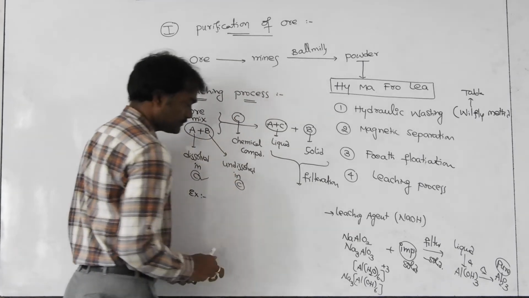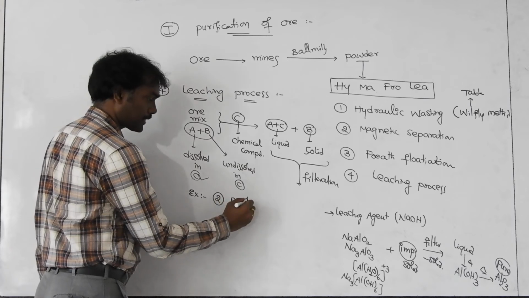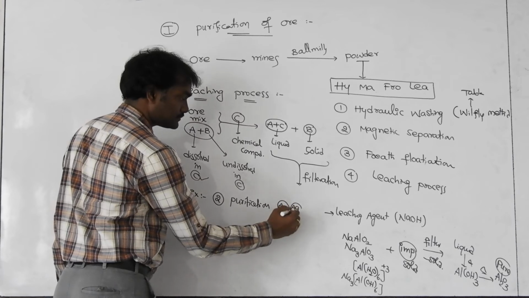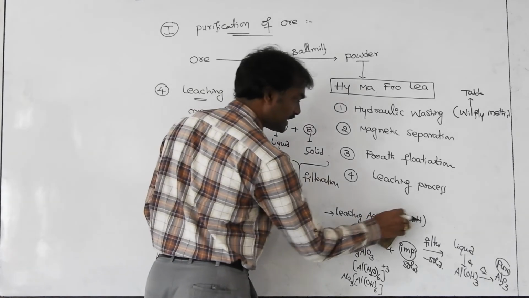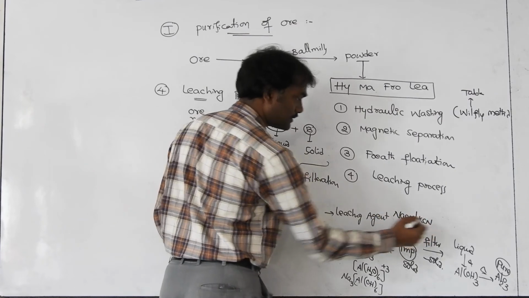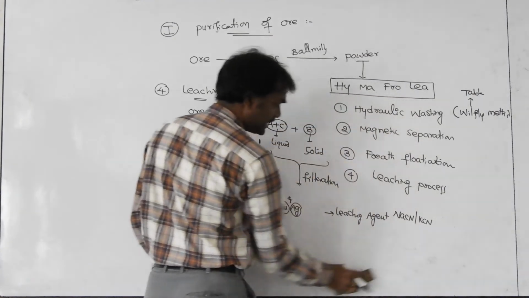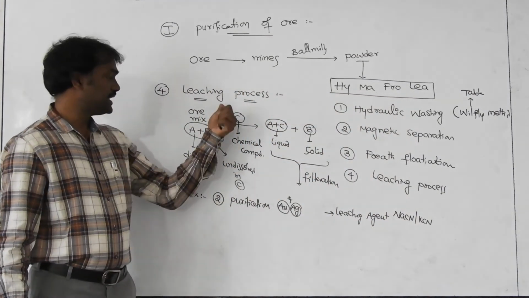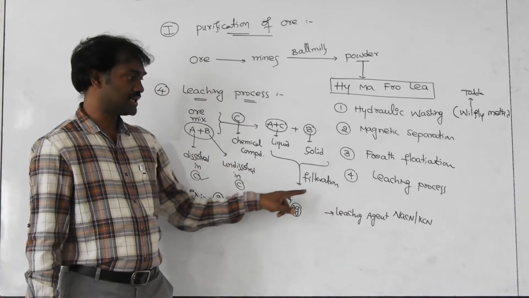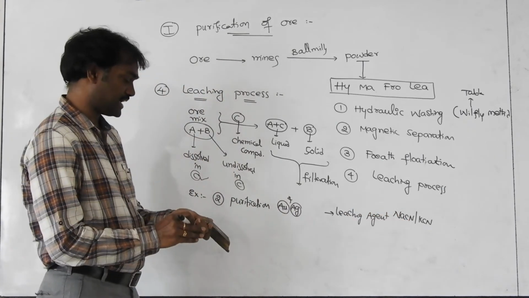Next, the second one: purification of gold and silver. What is the leaching agent? You can take NaCN, otherwise KCN. We are using it here. In your entrance exam, the ores purified in the leaching process are aluminium, and second, gold and silver. The leaching agent for aluminium is sodium hydroxide, but here the leaching agent is sodium cyanide or potassium cyanide.